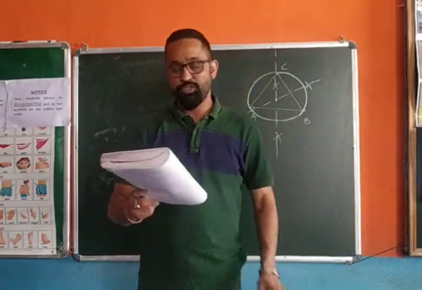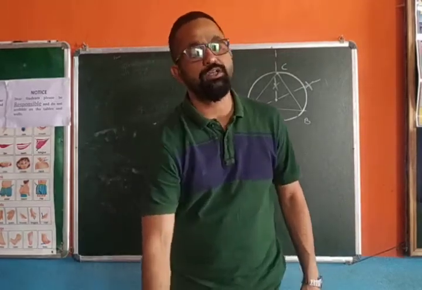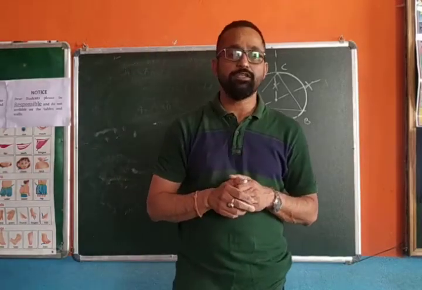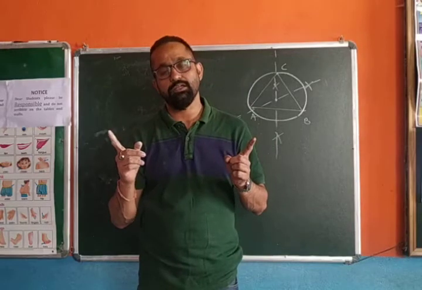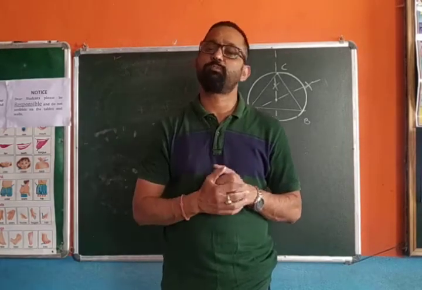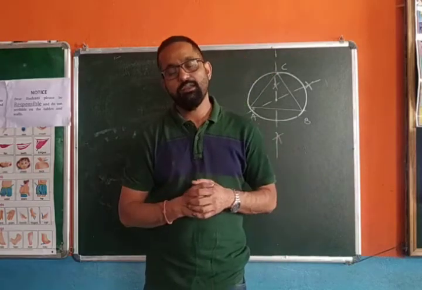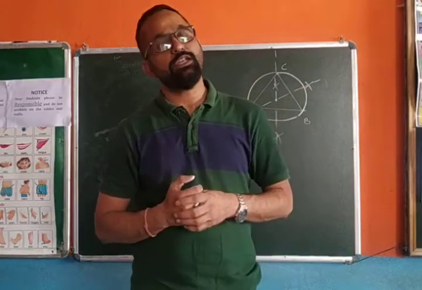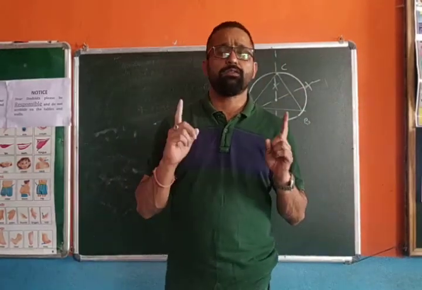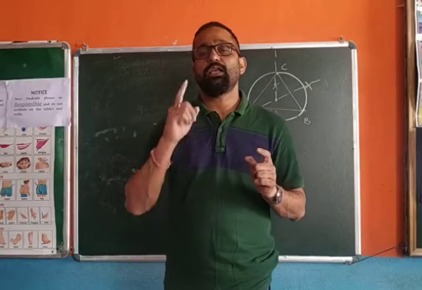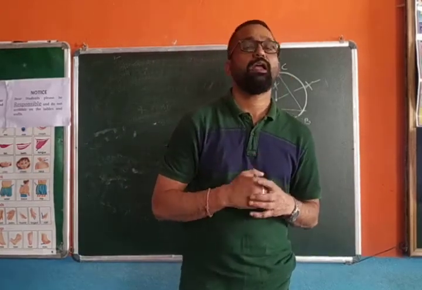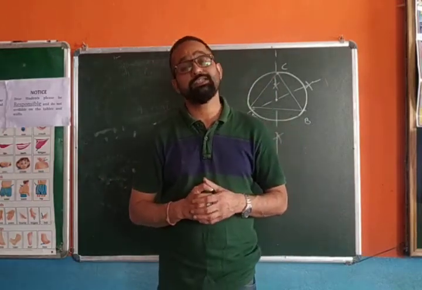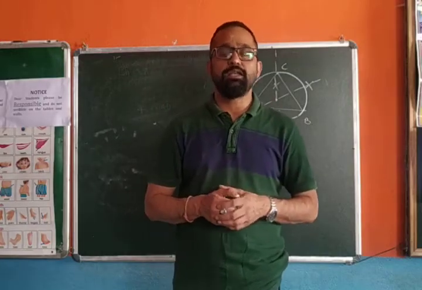So these are the theorems you need to remember from chord properties of a circle. First one, a line drawn from the center that bisects the chord in equal halves is always perpendicular. Second one, the perpendicular drawn from the center bisects the chord in equal halves. Third one, equal chords are equidistant from the center. And fourth one, when chords are equidistant from the center, the lengths of the chords are equal.